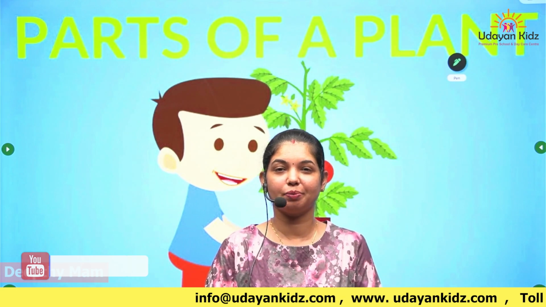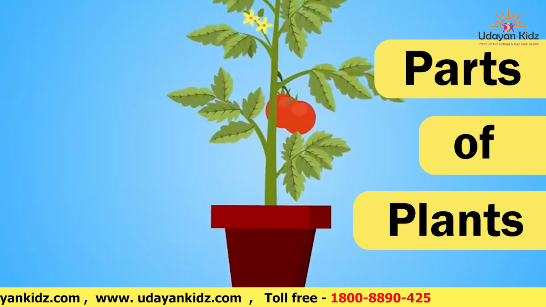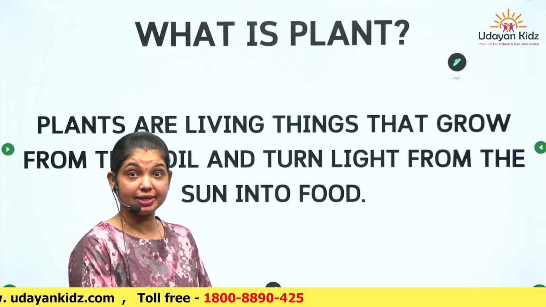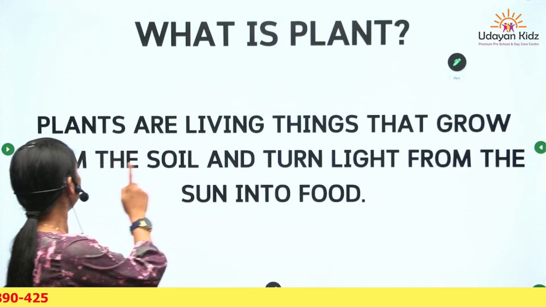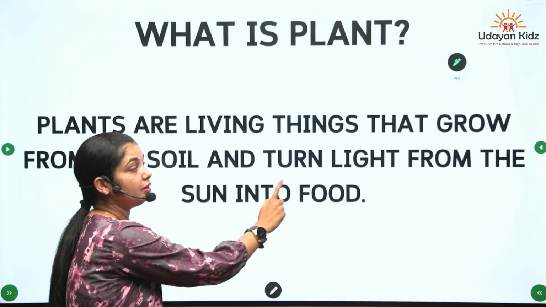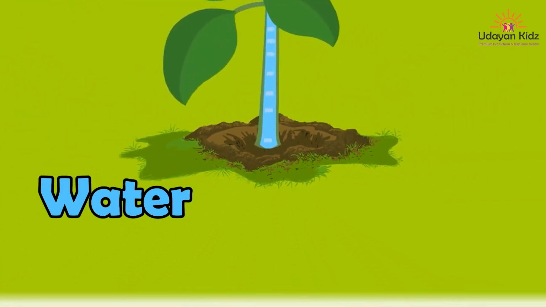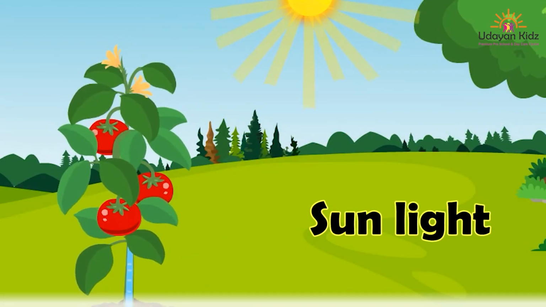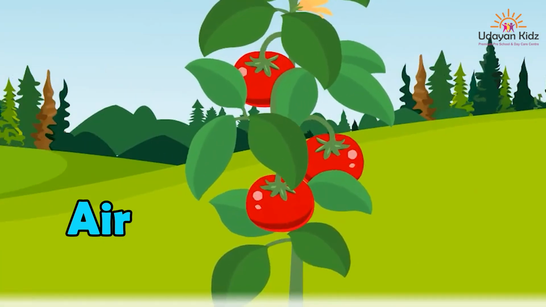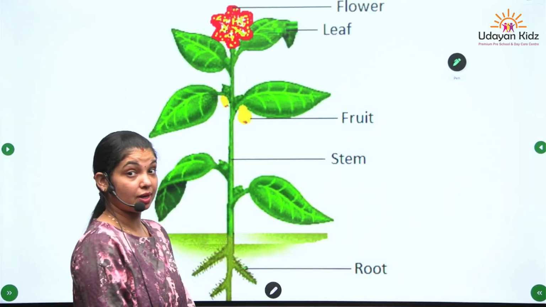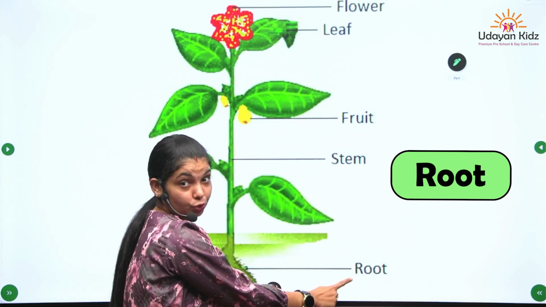Today we are going to learn about parts of a plant. So, tell me, what is plant? Plants are living things that grow from the soil and turn light from the sun to food. Parts of plants are flower, leaf, fruit, stem, root.